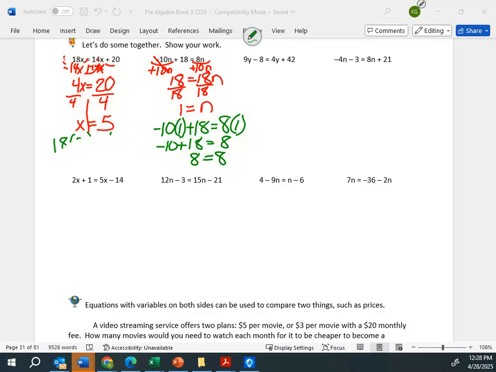Let's look at our next one. What do you think we're going to do here? Give it a shot, Eleanor. Yep, so tell me what I'm combining. So you are going to add 9 plus 4y.